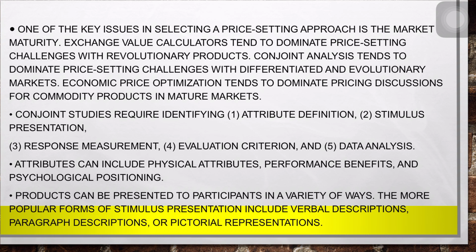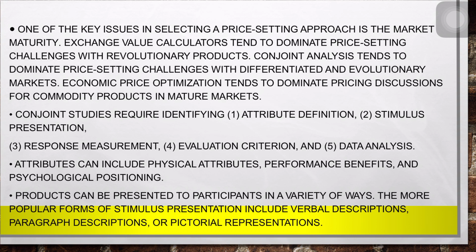Economic price optimization tends to dominate pricing discussions for commodity products in mature markets. Conjoint studies require identifying attribute definition, stimulus presentation, response measurement, evaluation criterion, and last, data analysis.